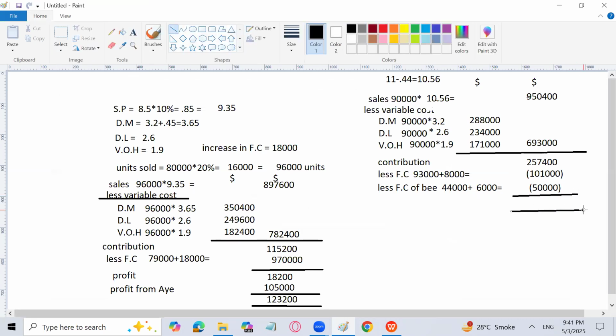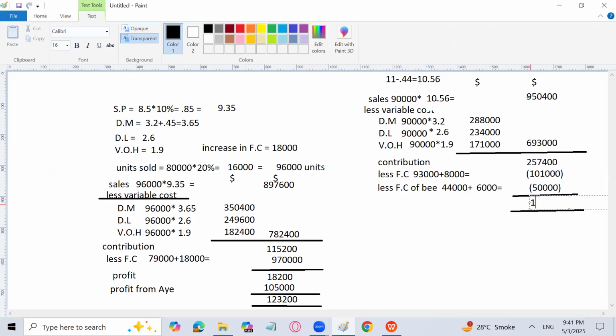You will get the profit for the year now through option 2. So 257,400 minus 101,000 and minus 50,000. So the profit is going to be 106,400. So I will write here 106,400. So that will be the profit for the year. So obviously it clearly makes you realize that option 1 is the better one.